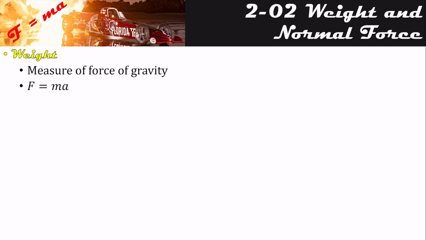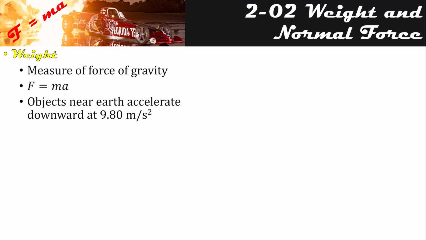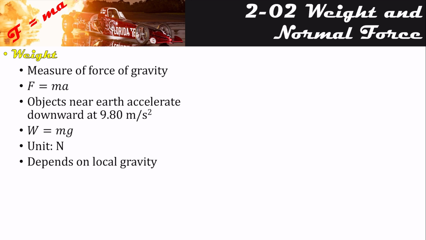If we take our main equation, F equals ma, and remember that objects near the Earth accelerate downwards at 9.8 meters per second squared, we could change this to the weight, or force of gravity, equals mg. So our weight is calculated by mg when you're near the Earth. Because it's a force, the unit is newtons, but it depends on local gravity. If you go to another planet, so that the g changes, then the weight would also change.